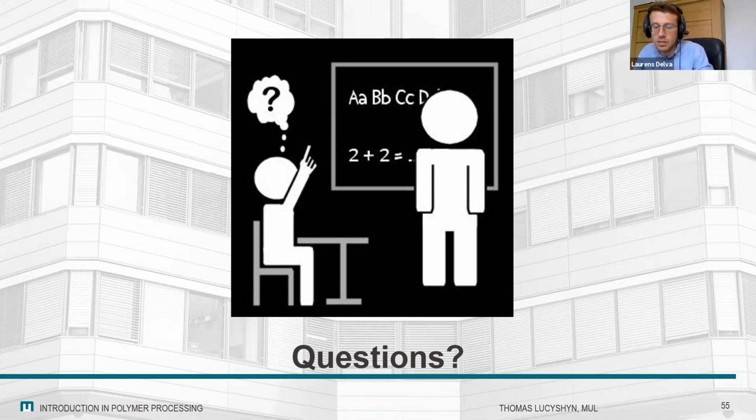Typically, if I may add on that point, during compounding they will also apply some vacuum. Yeah, degassing. Degassing indeed, to try to remove these compounds as much as possible.